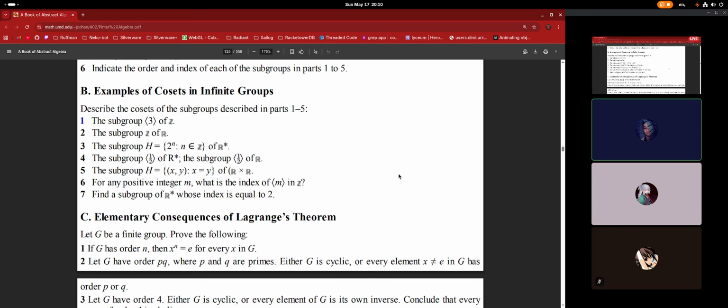Let's talk about B1, just to have a very simple case. Describe the cosets of the subgroup, in this case the cyclic subgroup of 3 in Z. What is the cyclic subgroup of 3 again? Is it modulo 3? No, it's all the multiples of 3, in both directions. Yeah, I remember that.